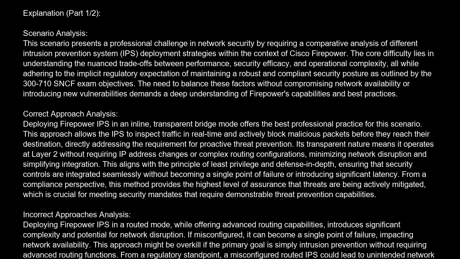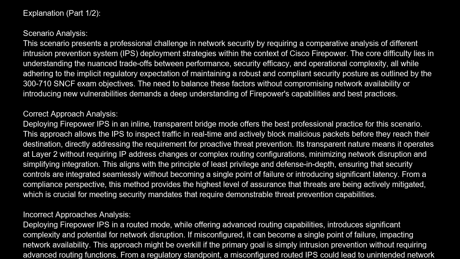Its transparent nature means it operates at layer 2 without requiring IP address changes or complex routing configurations, minimizing network disruption and simplifying integration. This aligns with the principle of least privilege and defense in depth, ensuring that security controls are integrated seamlessly without becoming a single point of failure or introducing significant latency. From a compliance perspective, this method provides the highest level of assurance that threats are being actively mitigated, which is crucial for meeting security mandates that require demonstrable threat prevention capabilities.